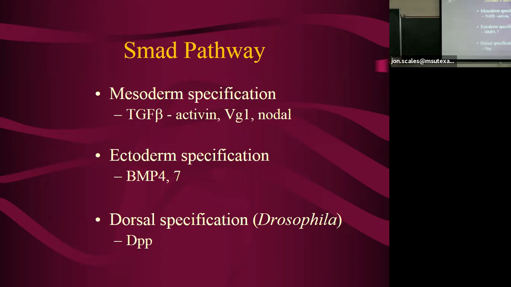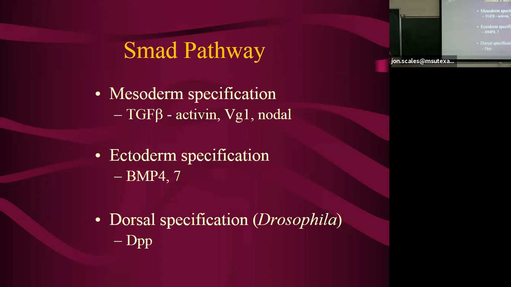So these things are involved in a lot of embryological processes, like the differentiation of mesoderm, the specification of ectoderm, and from neural ectoderm, to make it be skin versus neural, and dorsal specification, which has to do with the specification of cells that are going to be on the dorsal side of fruit flies, which also is happening on the ventral side of mammals.